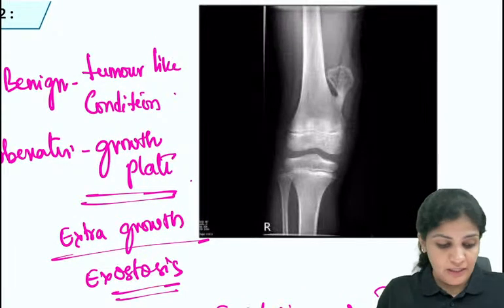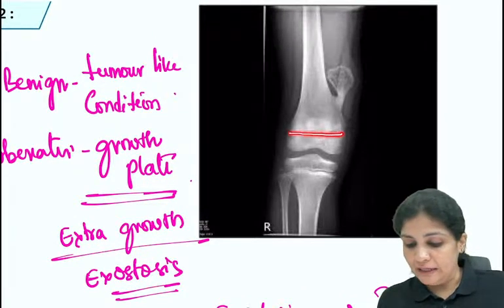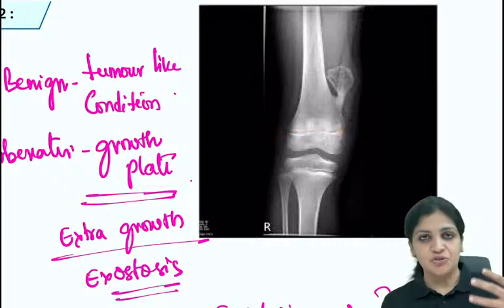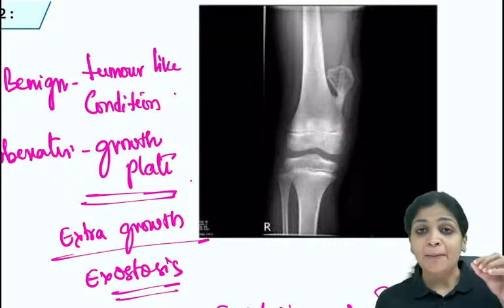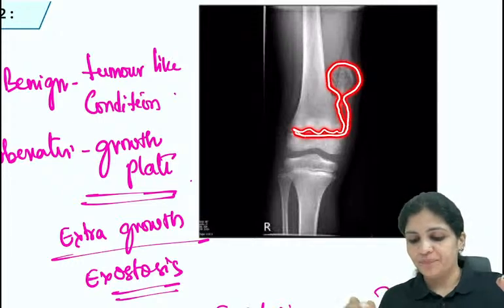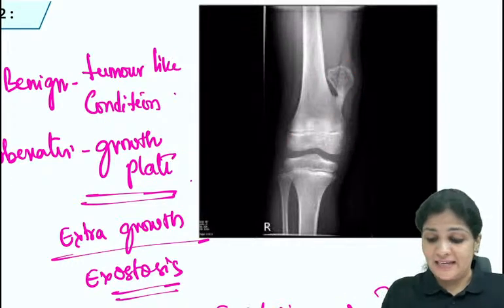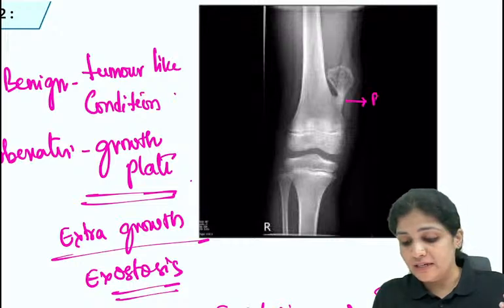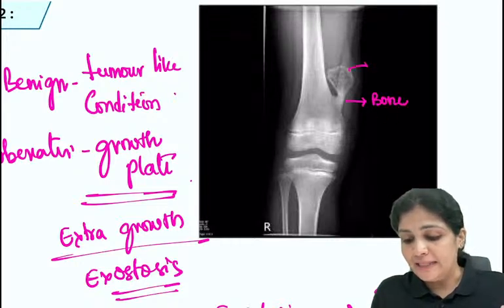So here if you see, this is the growth plate, and why did I tell you this is an aberration of the growth plate? That means there is some error in the growth plate, and now this forms an extra bone like this. So why are we considering this as extra bone? Because there are two things in it. There is a bone, and then there is a cartilage which is covering this bone.